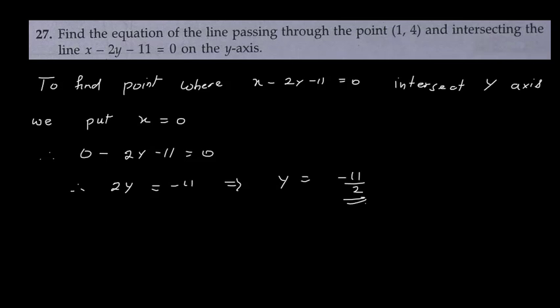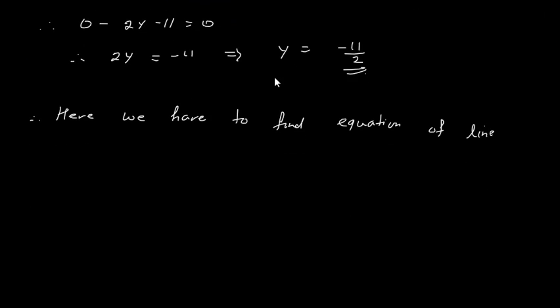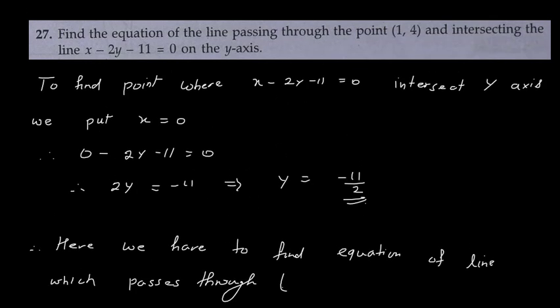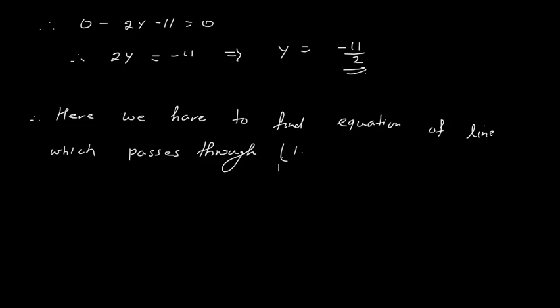So we have to find the equation of line which passes through one point they have mentioned, 1, 4, and the other point we got as 0 comma minus 11 divided by 2.